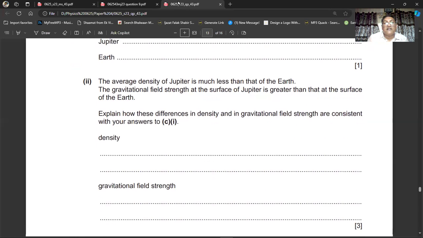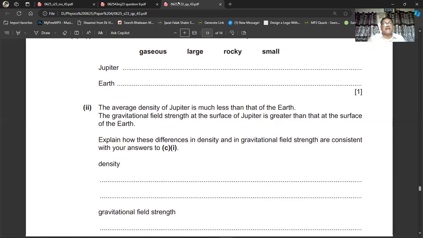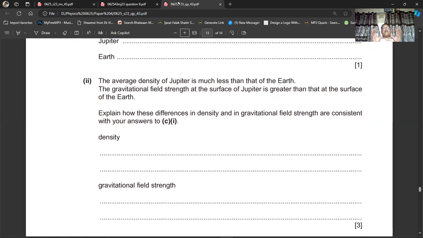This is question number 9C part, the second portion. It says the average density of Jupiter is much less than that of the Earth. The gravitational field strength at the surface of Jupiter is greater than that at the surface of the Earth. Explain how these differences in density and in gravitational field strength are consistent with your answer in the C first part.